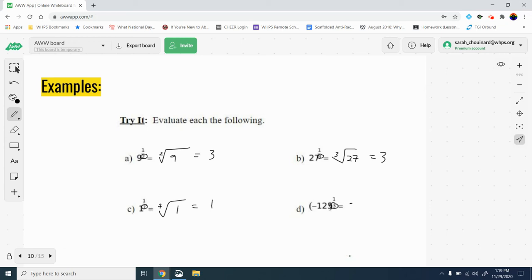And then this is the cube root of negative 125. And anytime we cube root a negative, our answer must also be negative. So it's negative 5.